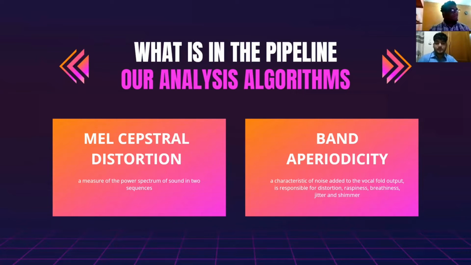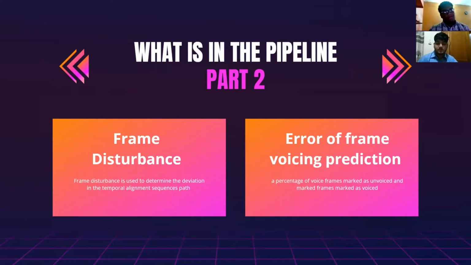Right. So the third algorithm in the pipeline would be frame disturbance. That describes the alignment of each individual frame or point in speech between the reference and the synthesized voice models. So it essentially measures the distortion of the synthesized speech and the alignment to the actual audio file, whereby a larger frame disturbance value would indicate poor modeling performance and a smaller value would be more favorable.